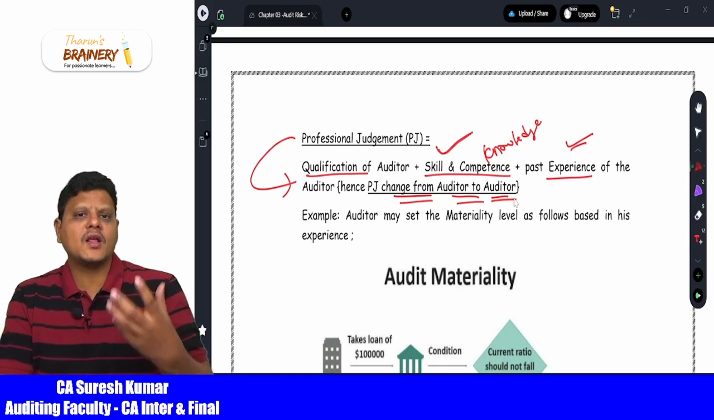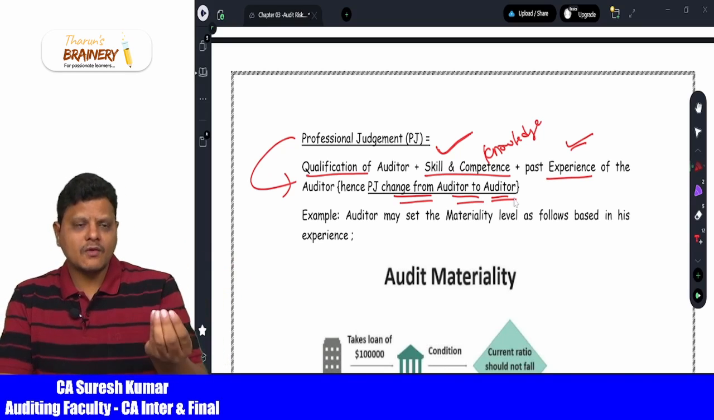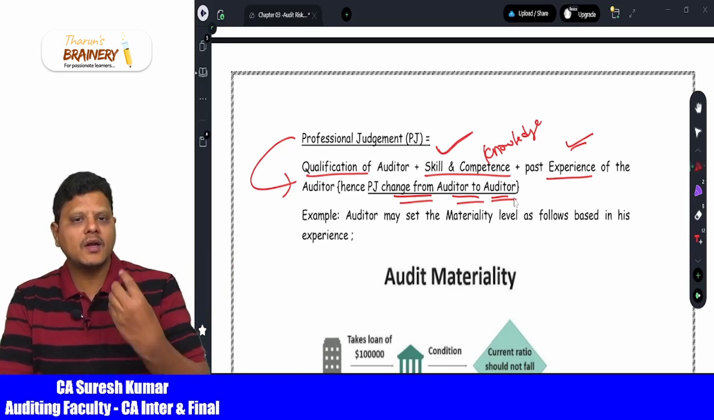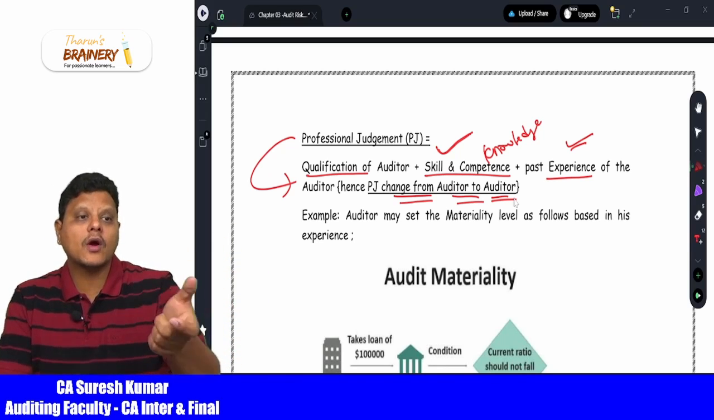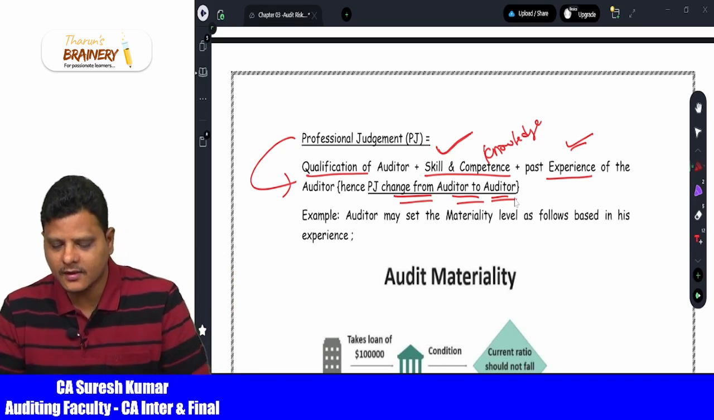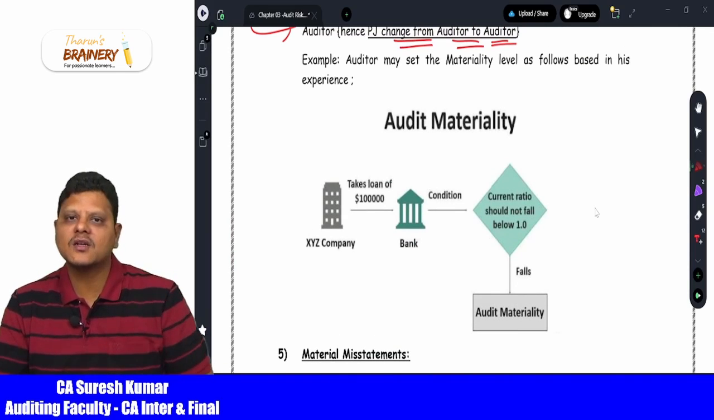For example, a 50-year-old chartered accountant who has seen the sector and has very sound knowledge and experience can immediately say that you go to the March month, and there may be a possibility for wrong entries in the books of accounts. It is given based on the experience of the particular person. Now, how to set this materiality? As we told, it is based on professional judgment.